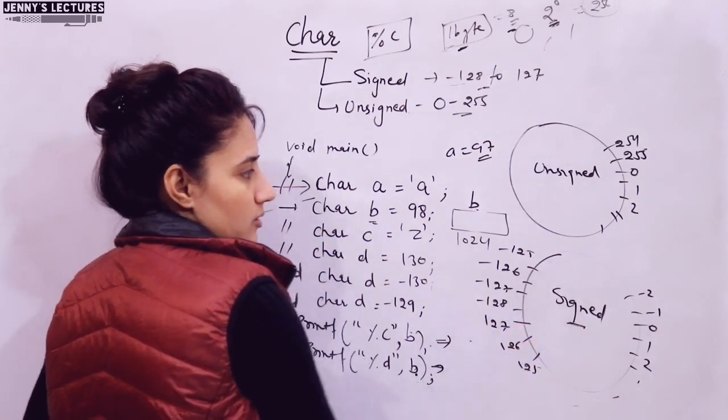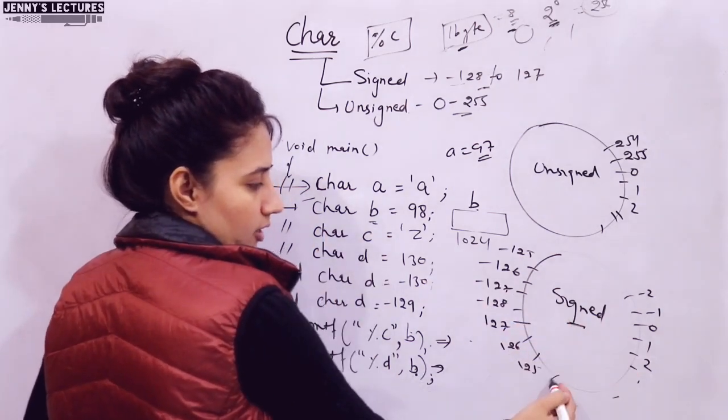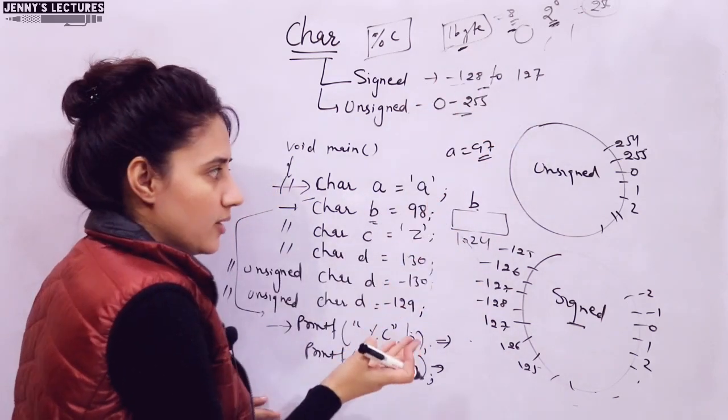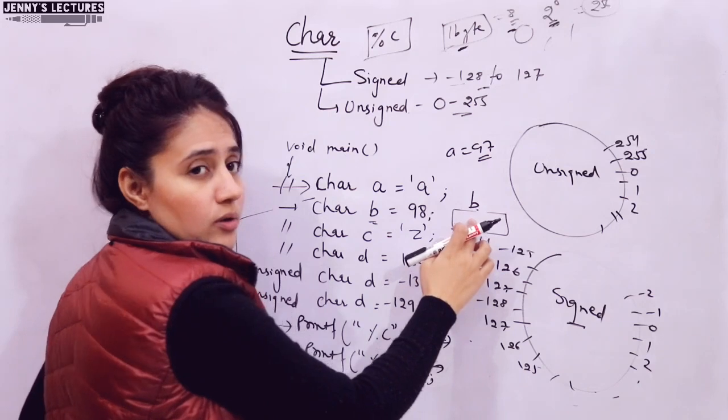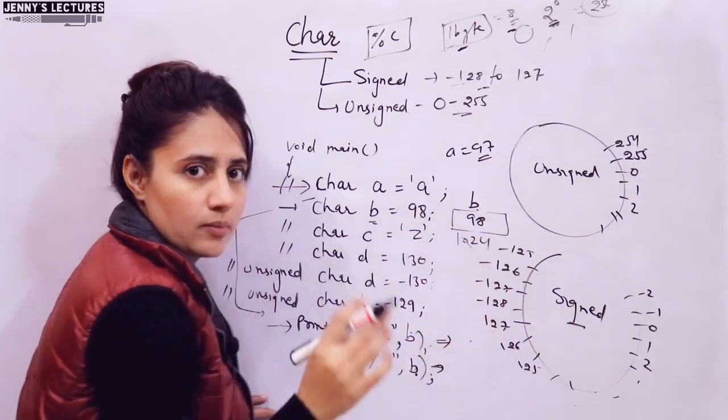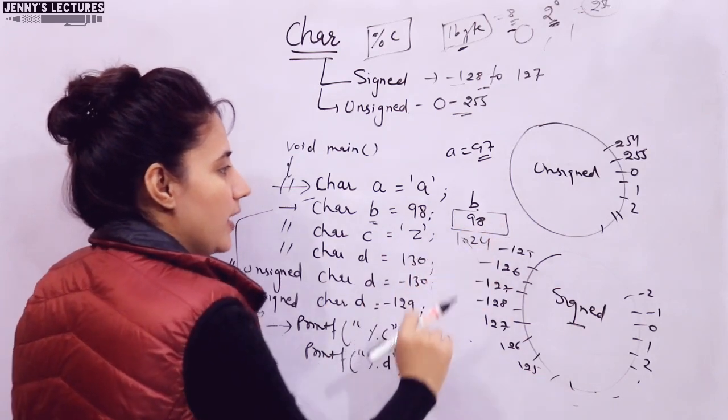So it is for signed. Go to that signed circle. In the signed circle, do we have 98 or not? Yes, we have. 98 is within this range, less than 128. So what would be stored here? The corresponding binary value of 98, because here I am writing only 98.